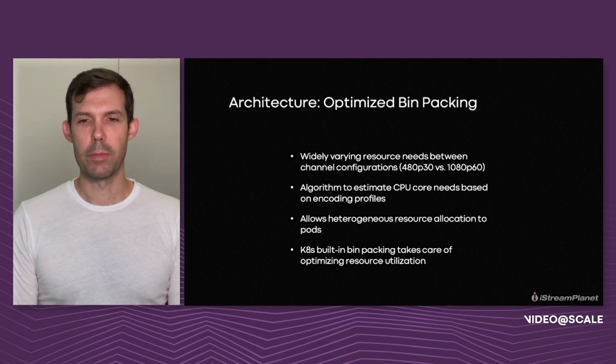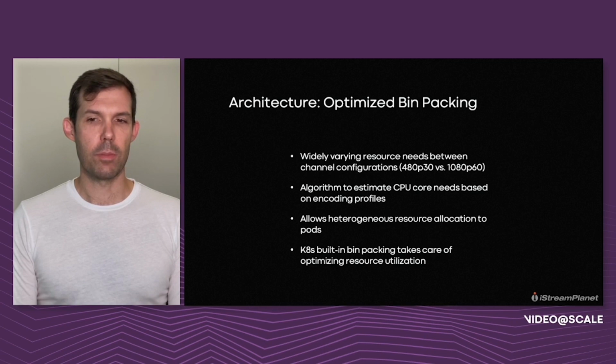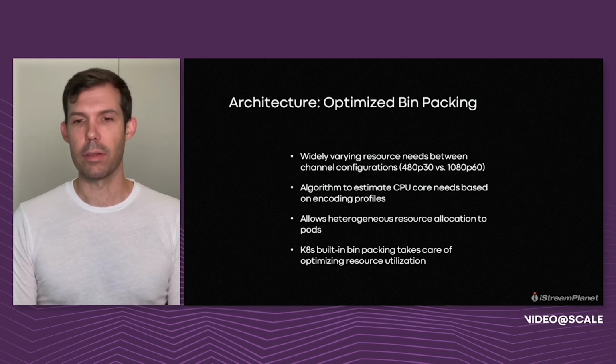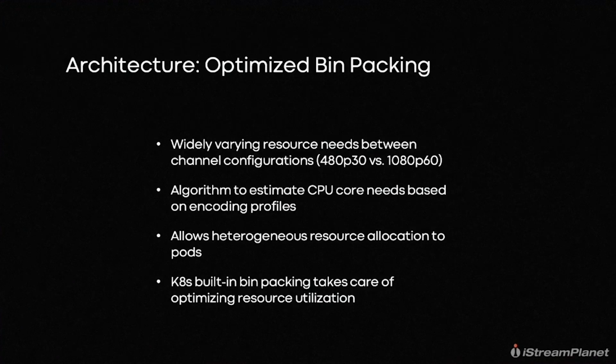To go further on optimized bin packing, channels running on the streaming platform have varying resource requirements with respect to AVR ladder. Higher resolution, higher frame rate, more layers, all increase the amount of compute required to transcode in real time. Ladders can vary as well, from SD 480p30 all the way up to full HD 1080p60. To handle this, the operator uses an algorithm to estimate the CPU cores needed for a given channel's transcoder, given its AVR ladder. This, mixed with Kubernetes built-in bin packing, allows us to have heterogeneous resource allocation for pods safely running together on a given node.